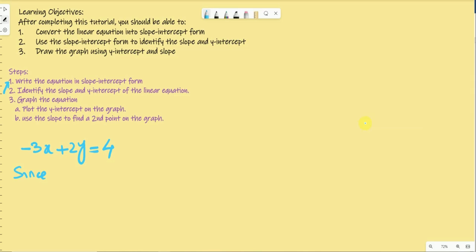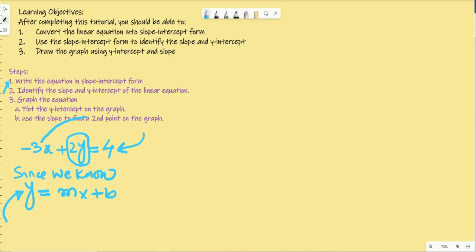Since we know slope-intercept form is y equal to mx plus b, it means we have to rewrite the given equation into slope-intercept form. To do this, we have to keep the y term here as it is, and the second term, which is the x term, we will move on the other side of the equation.